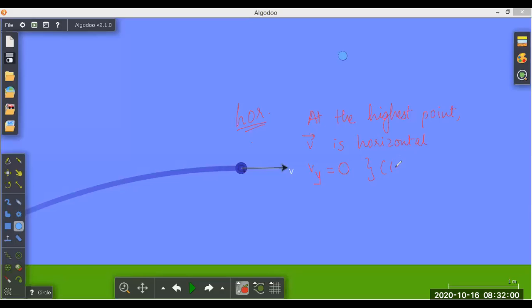Is this clear? We have vy, meaning y component of velocity. Is this clear, all of you? This is very crucial to understand. This is absolutely necessary for what we are going to do ahead. Is this absolutely clear?